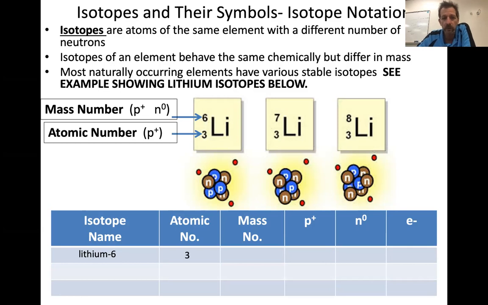Well, what would be the mass number of lithium-6? Well, we just count all the parts in the nucleus. 1, 2, 3, 4, 5, 6. How many of them are protons? Well, 3 of them. How many of them are neutrons? Also 3 of them. And now for electrons, we look outside the nucleus. Those electrons whiz around the nucleus in what we call energy levels. So they're the red dots.